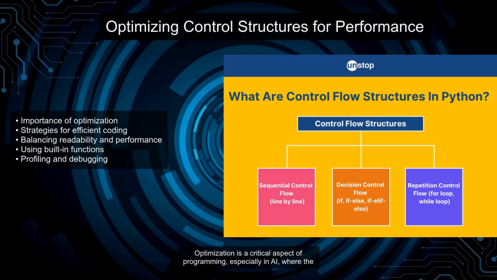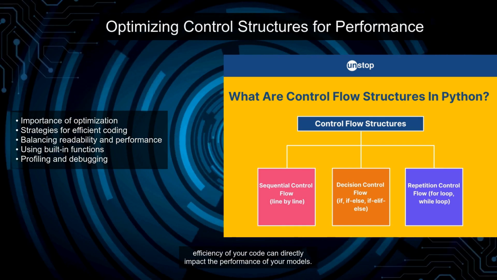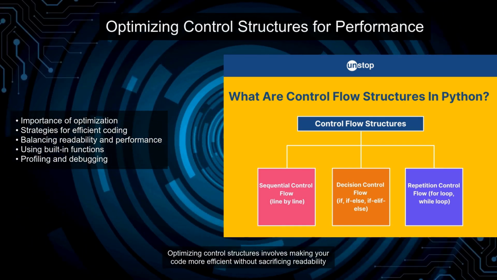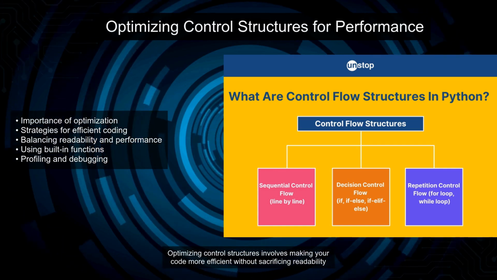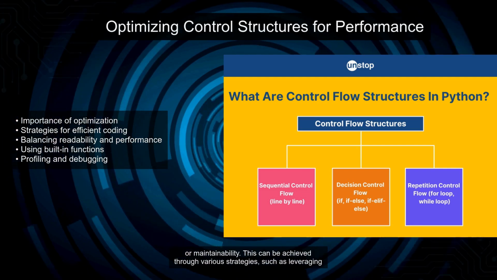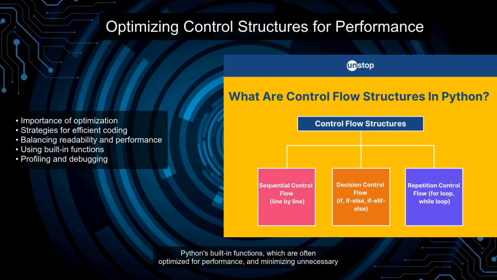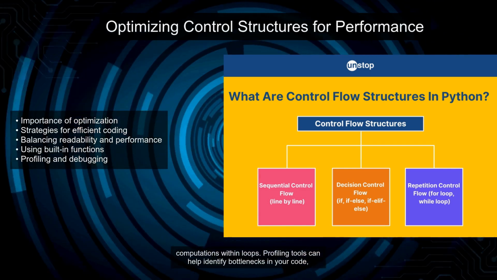Optimization is a critical aspect of programming, especially in AI, where the efficiency of your code can directly impact the performance of your models. Optimizing control structures involves making your code more efficient without sacrificing readability or maintainability. This can be achieved through various strategies, such as leveraging Python's built-in functions, which are often optimized for performance, and minimizing unnecessary computations within loops.